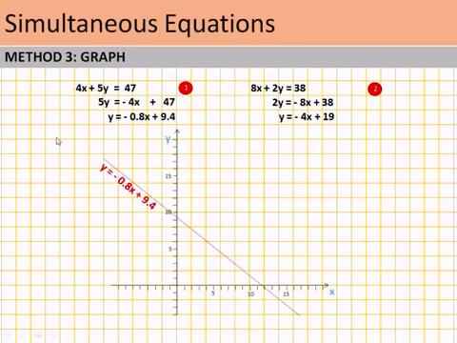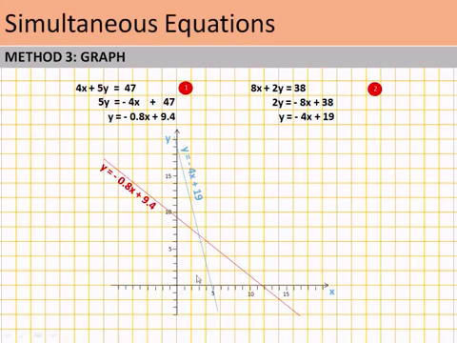So we make the graphs of those. The first one, y equals minus 0.8x plus 9.4. It's a graph that cuts at 9.4, and then for every 1 across it goes 0.8 down, because the gradient is minus 0.8. The other graph, y equals minus 4x plus 19. It's going to be a graph that cuts at 19, and then for every 1 across it's going to go 4 down, because the gradient is minus 4.